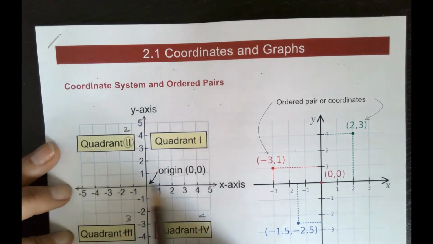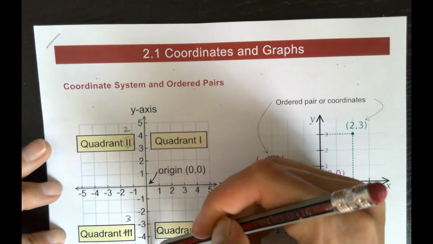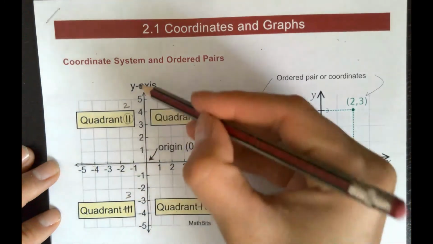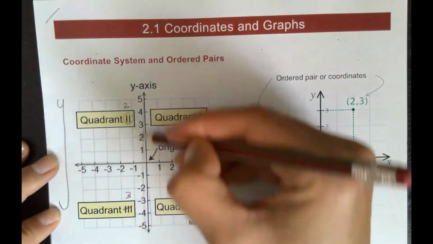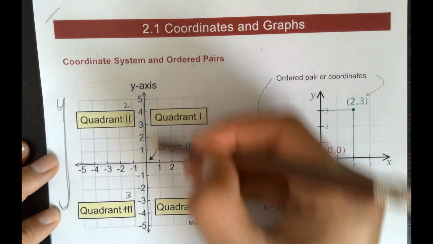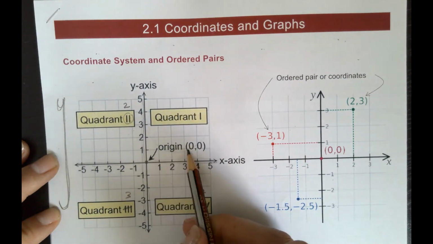Now this is the x-axis, and this is the y-axis. I always remember the x-axis and the y-axis because y looks like this, which is long and up and down. So the y-axis is the one that's up and down. Okay, the middle point here is called the origin.